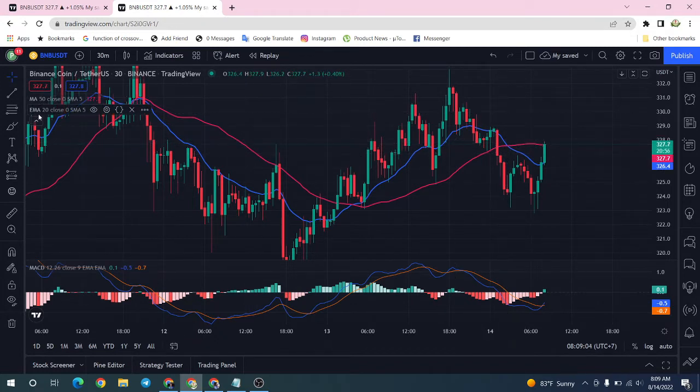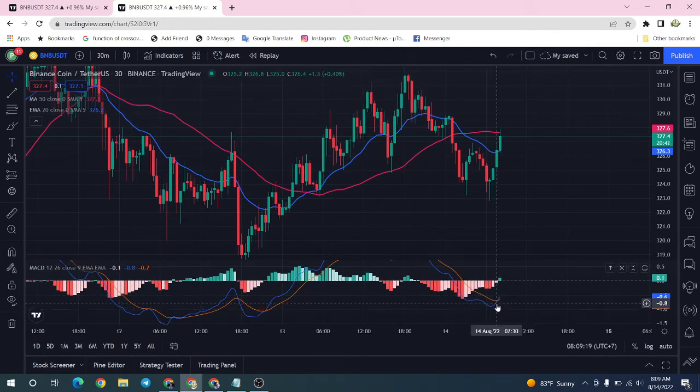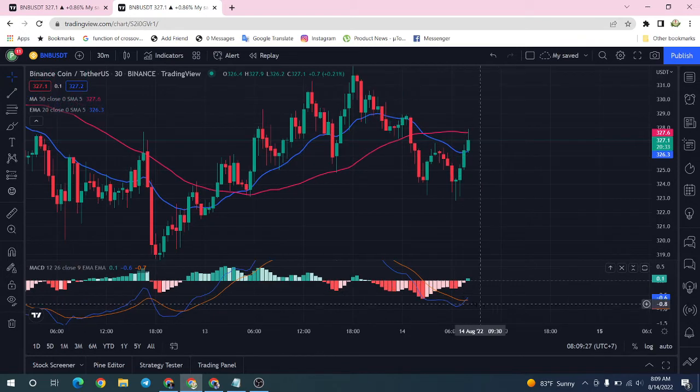MA 50, EMA 20. I already made a video about this in previous lessons. You can check the playlist. And now it's confirmed going up. So here it confirms going up, but the MA and EMA are not yet confirmed going up. Why do I say it confirms going up? Because the price pumps, because the orange line is under the blue line here.